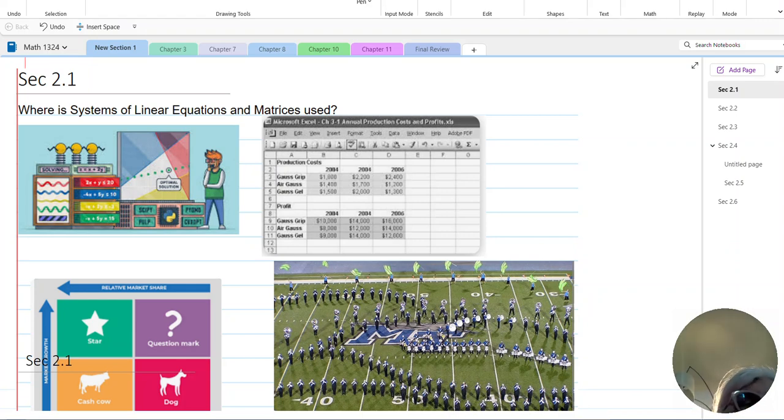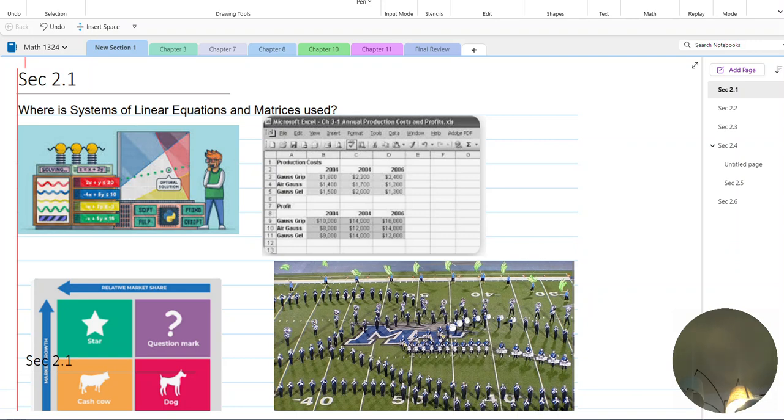Okay, we're going to start Chapter 2, which is our beginning point of this course, Math 1324, Business Economics Mathematics. We're going to start with, where is a system of linear equations and matrices used? Because the whole chapter is regarding working with a matrix or a system of equations. So before we get into more definitions, let's just look at where we see them.